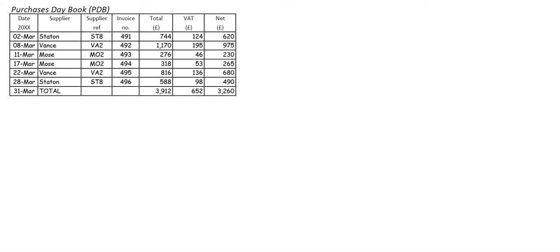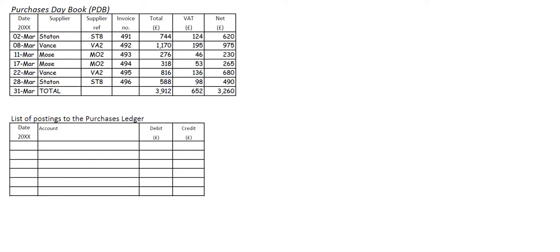When we're posting to our purchase ledger, please note that we don't post the month-end totals. Instead, we're going to post information from each individual invoice that's been recorded in our purchase daybook. And also, we'll only be interested in the amounts recorded in the gross or total column, not from the VAT or net column. So let's have a look at how we would do this.